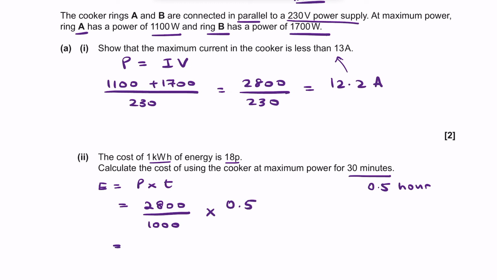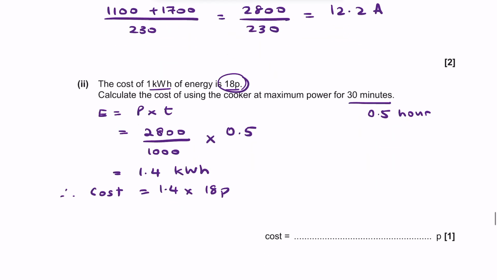So this will give me an answer of 1.4 kilowatt hours. So 1.4 kilowatt hours are used, and 1 kilowatt hour costs 18p. So therefore, the total cost is going to be 1.4 times 18p, which is, in pence, 25.2.